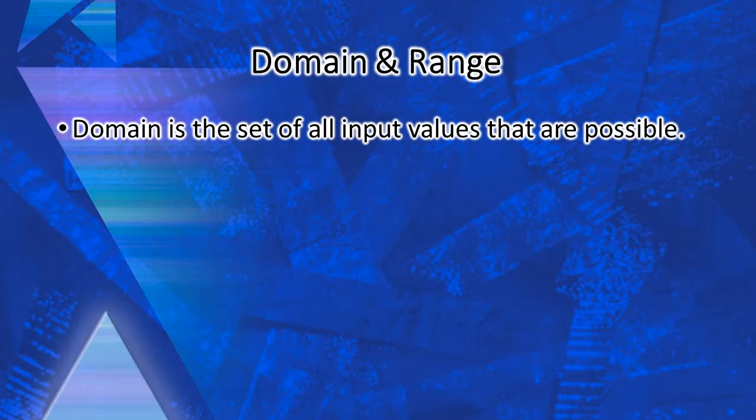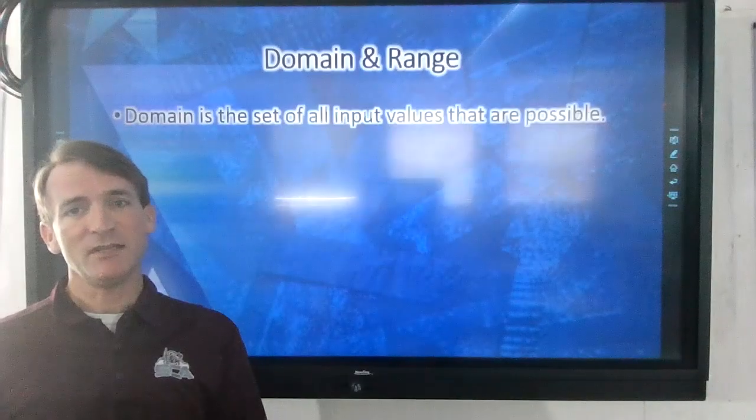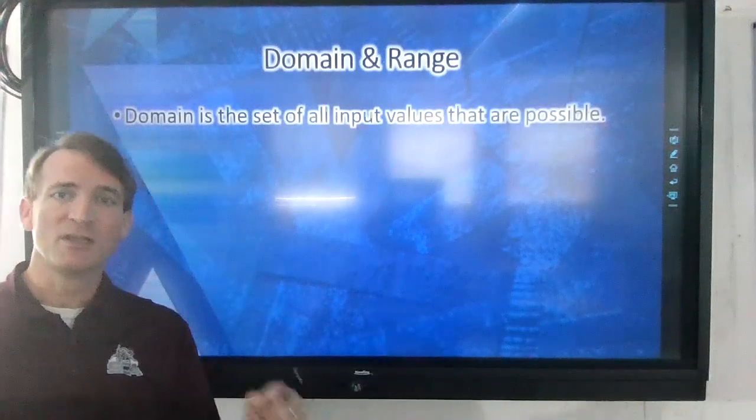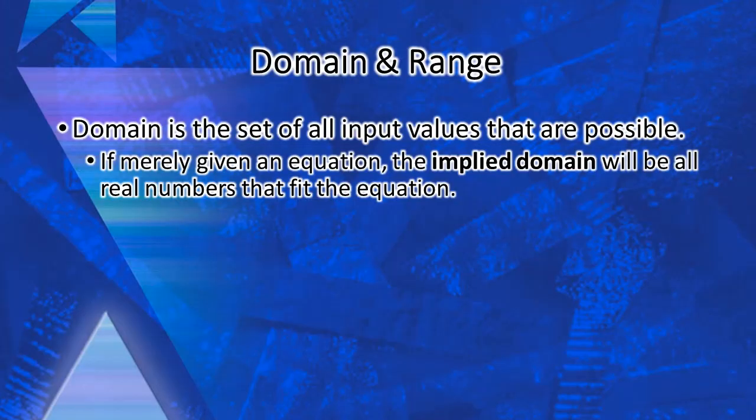So that brings us to the concept of domain and range, which we've already discussed several times, even in this lesson. The domain is the value of inputs that you can put into a function, the possible ones. But there is some indication that we need to make sure that what we have in our domain and range, in our function, is going to work out. If merely given an equation, we can use what is called the implied domain, which will be all real numbers that work for that particular equation or that particular function.